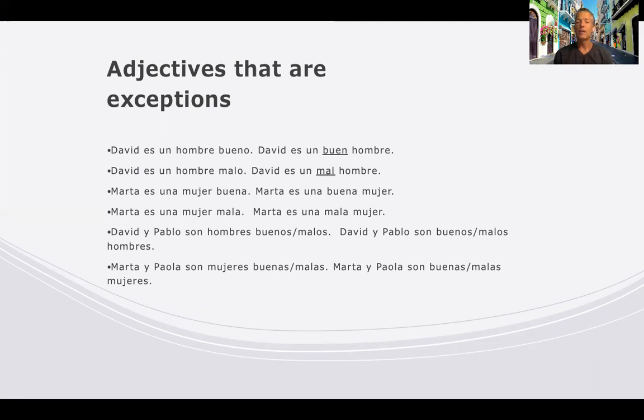In the plural, it's the same. David y Pablo son hombres buenos o son hombres malos. David y Pablo son buenos o malos hombres. Marta y Paula son mujeres buenas, mujeres malas. Marta y Paula son buenas o malas mujeres. It's the same thing.